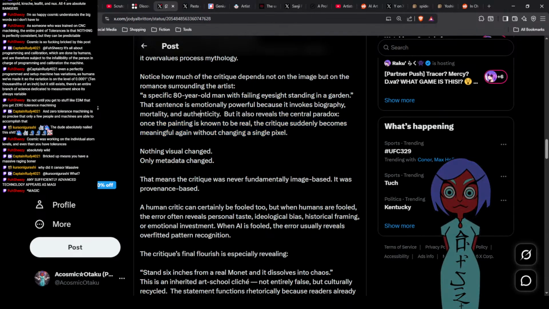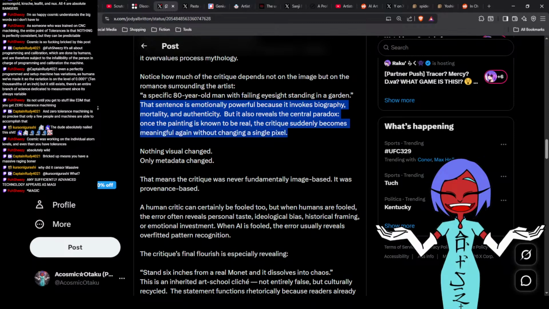So, it turns out that the time for that useless degree is actually paying off, isn't it? Right? So, that sentence is emotionally powerful because it invokes biography, mortality, and authenticity.